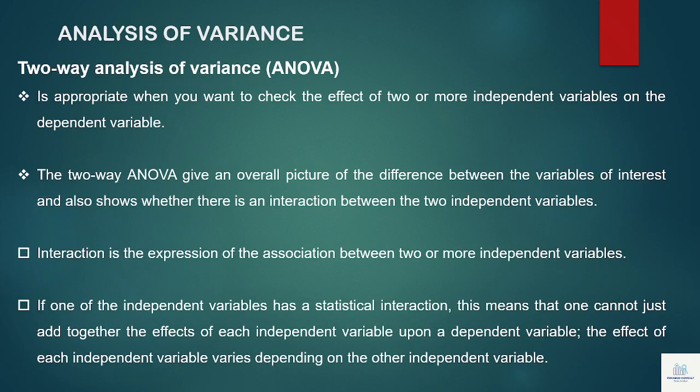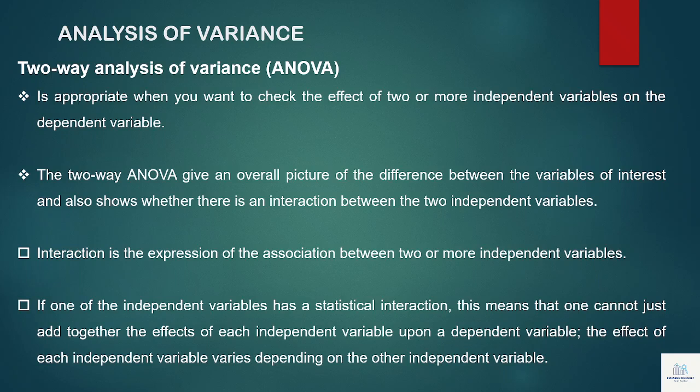So the two-way ANOVA gives an overall picture of the difference between the variables of interest, and also shows whether there is an interaction between the two independent variables. So it doesn't just check the effect on the dependent variable, it also checks the interaction between them. Like, okay, if a teacher teaches me well, do I need to spend too many hours of study? That's one thing. Or if I have a very good eating habit, do I need to take too much medication to bring down or to regularize my blood pressure?